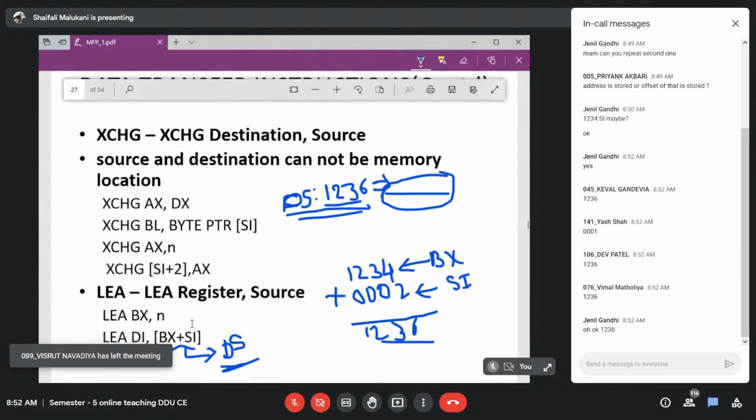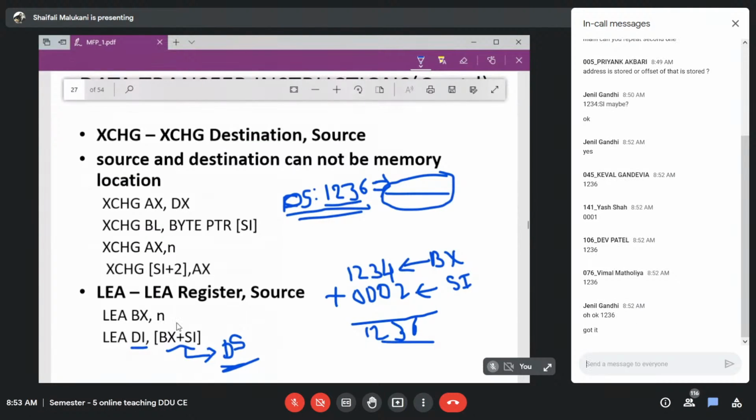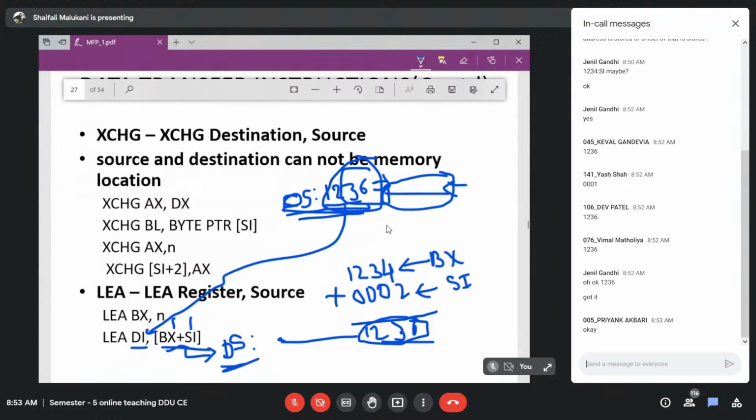Because what we have taken, see, the content of BX and the content of SI are added. So this is the addition. That is that memory location. Now that memory location is DS, this offset, this memory location's offset, that is this itself. That 1236 itself is stored in DI. Understood? Now yes, Priyank, what was your case?